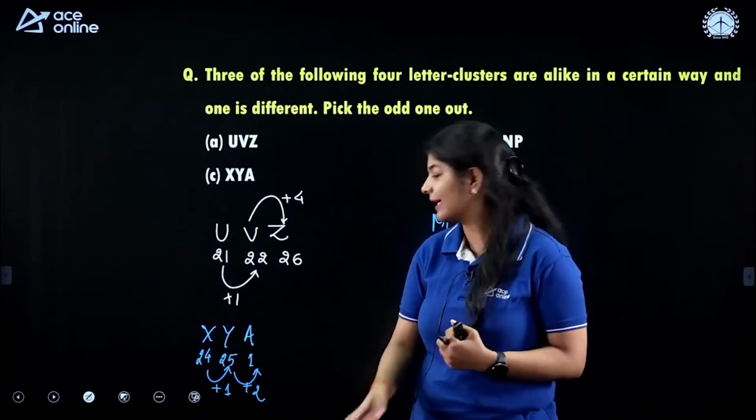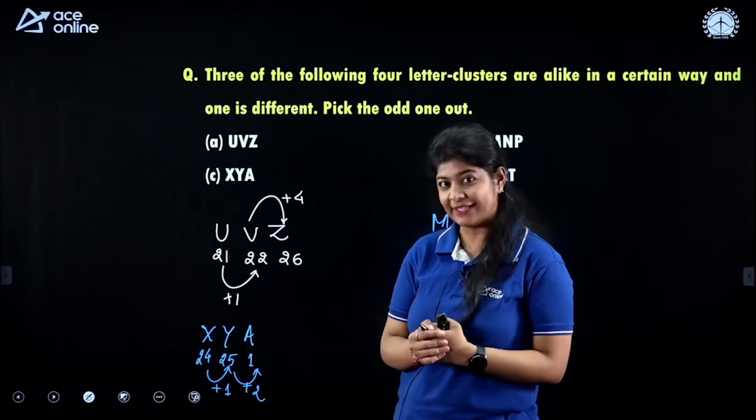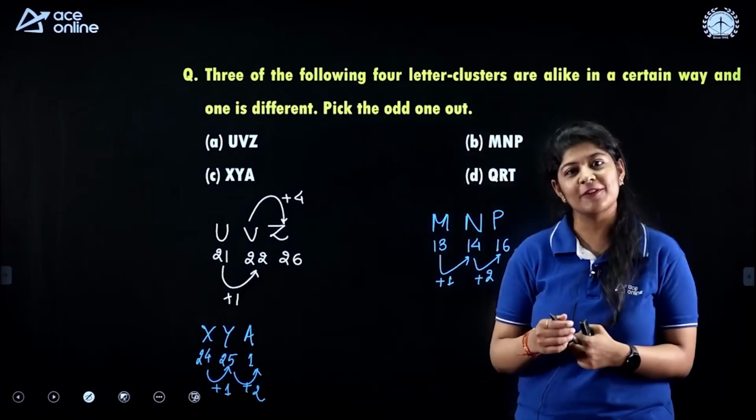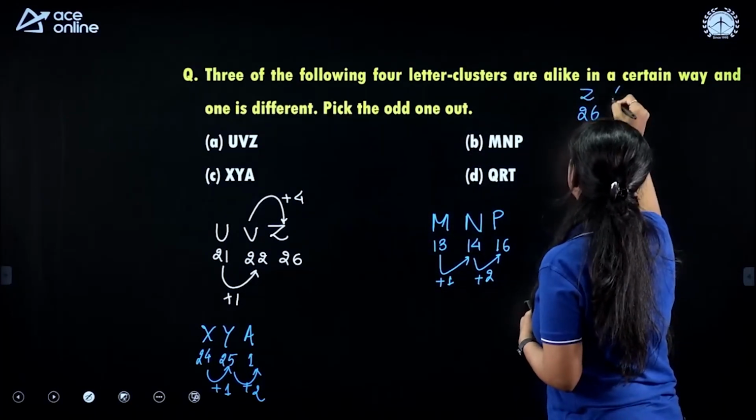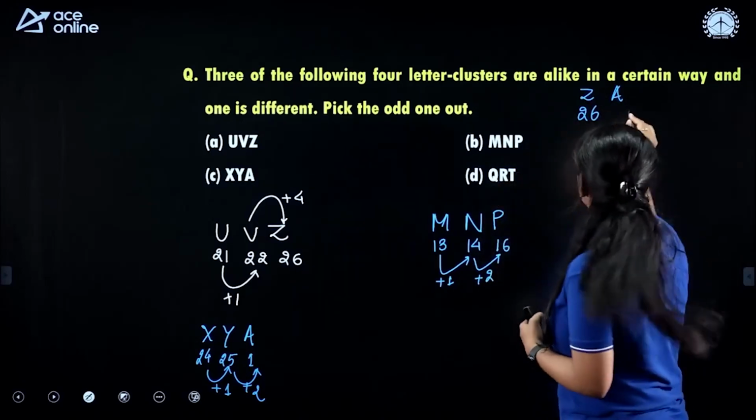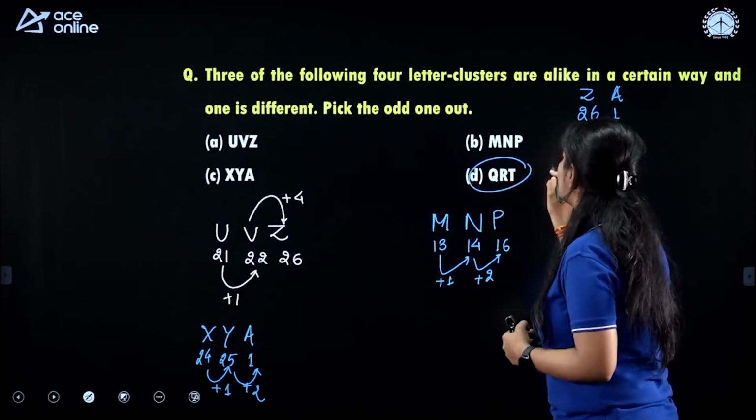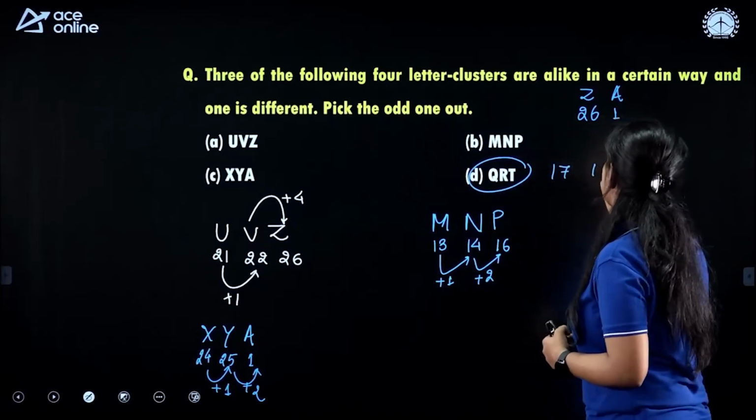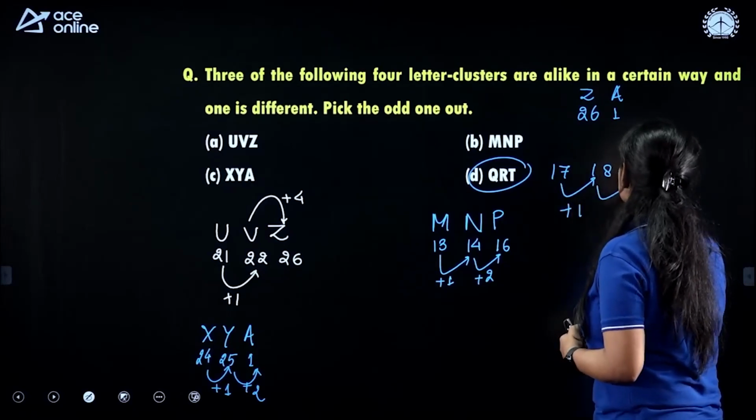Many of you are thinking, ma'am, if we see the difference here, it is -24. But here we are talking about alphabets. In the alphabets, after 26, after Z, A starts again, right? So we come again to 1. So here also what we are getting is 17, 18 and 20. That means there's a gap of +1 and +2.